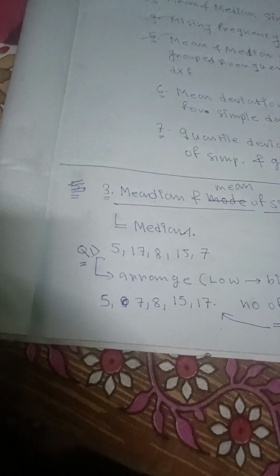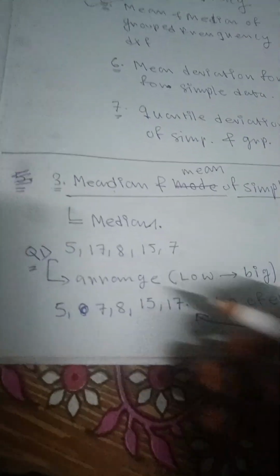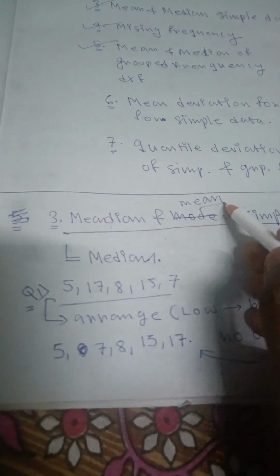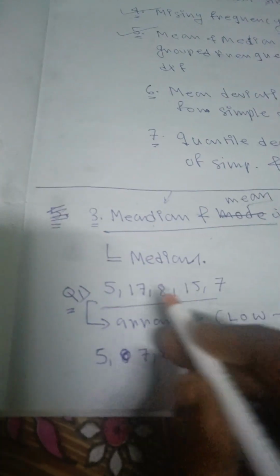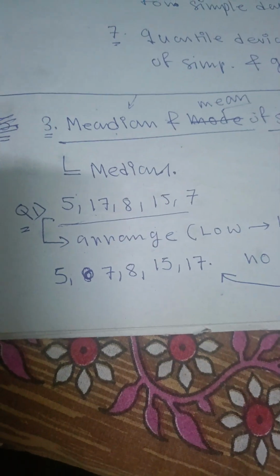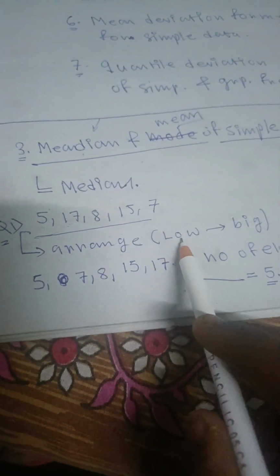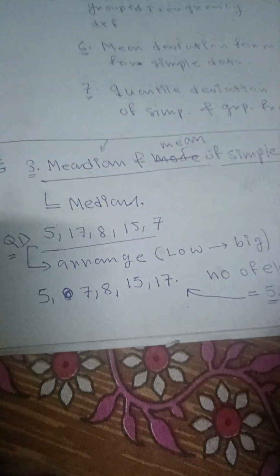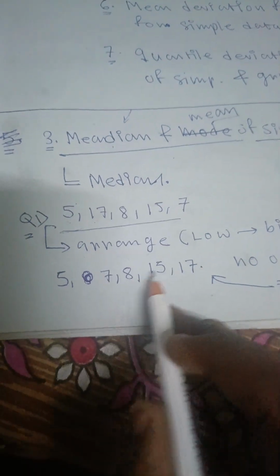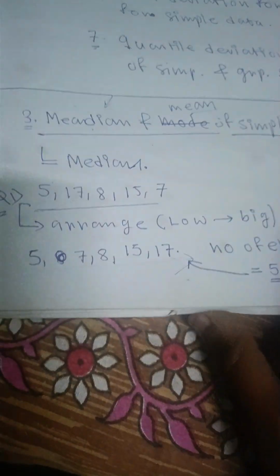So let's suppose the data given is 5, 17, 8, 15, 7. To first find the median of this data, because median is relatively easy to understand, we have to first arrange it in low to high order. So it is 5, 7, 8, 15 and 17. We have arranged it into ascending order.